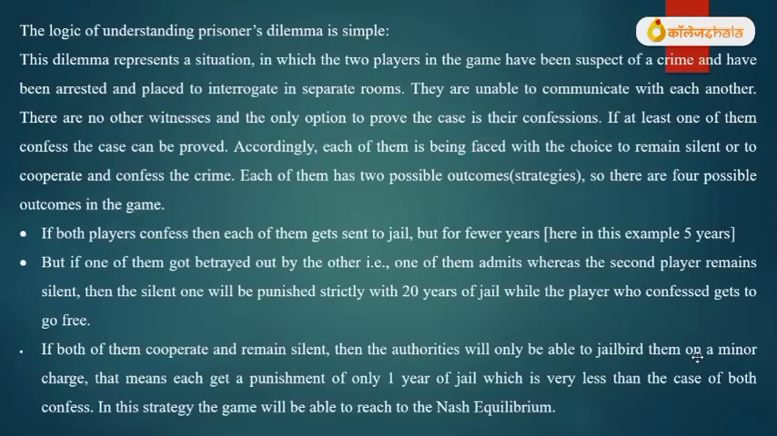Accordingly, each of them is being faced with the choice to remain silent or cooperate and confess. That means they have two choices: to either remain silent or to confess the crime. So here, each of them has two possible strategies. There are 4 possible outcomes in the game.